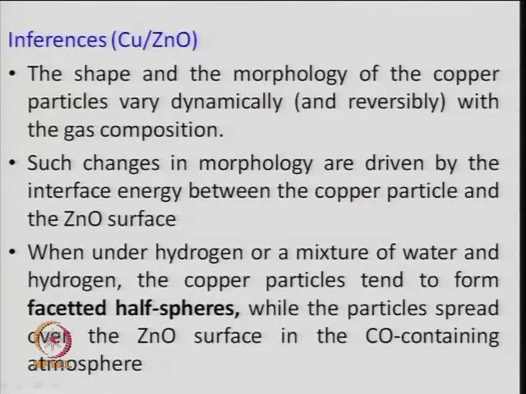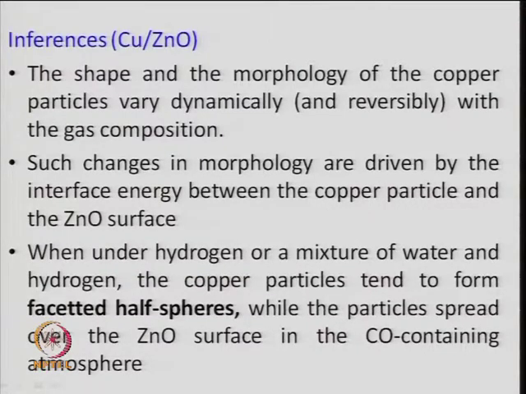So, the inference from this is that the shape and morphology of the copper particle vary dynamically and reversibly with the gas composition. Depending upon the gas composition it is changing, because chemically reactive gases have been sent. Depending upon the adsorption or chemisorption, strong or weaker, there can be a change in the surface structure. Such changes in morphology are driven by the interface energy. That is what is related to the Wulff construction, and it can be used to determine the structure, because gamma is proportional to the distance.